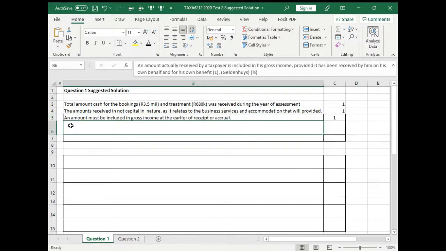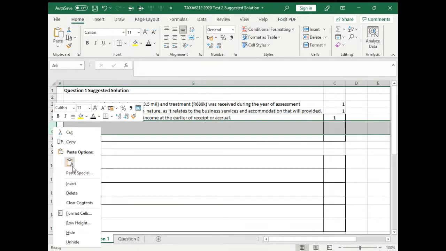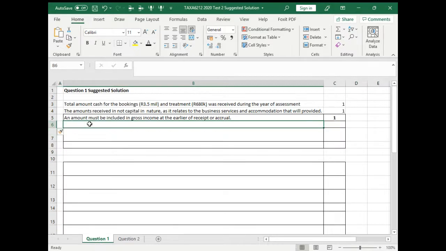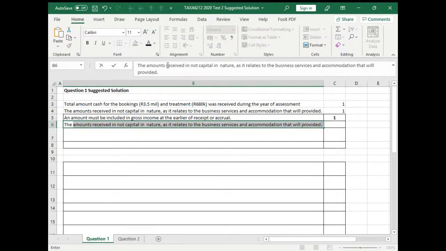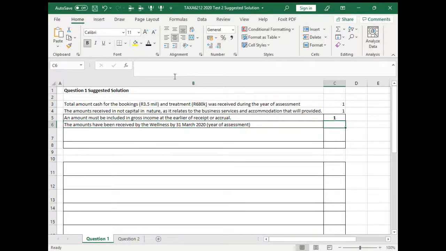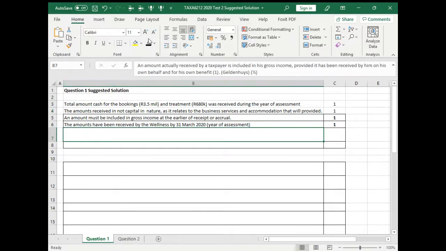Now, we have actually received, let's just add in here. So the amounts have been received by the Wellness Center by the 31st of March 2020, which is our year of assessment. So we have actually already received the amount. So we are working on the receipt amount. But now the next question is, has it actually accrued to us?